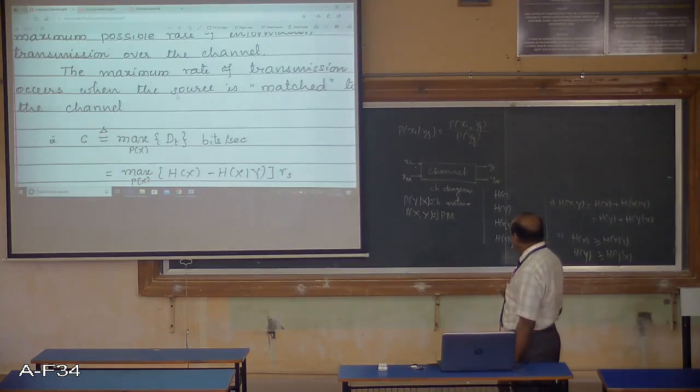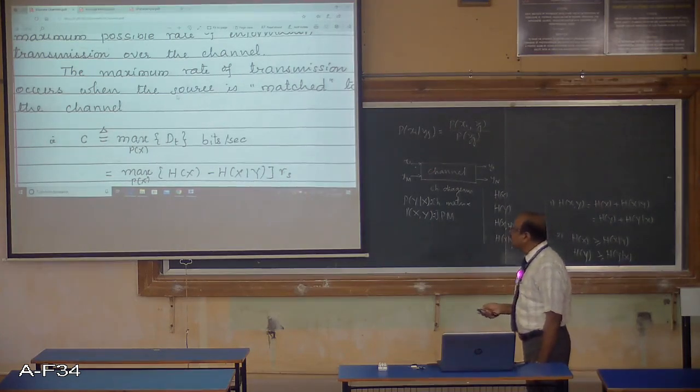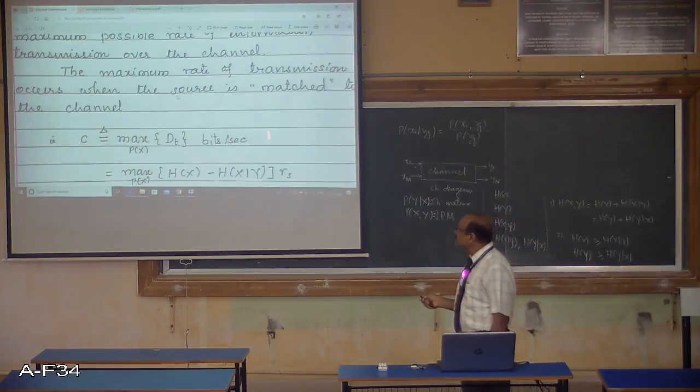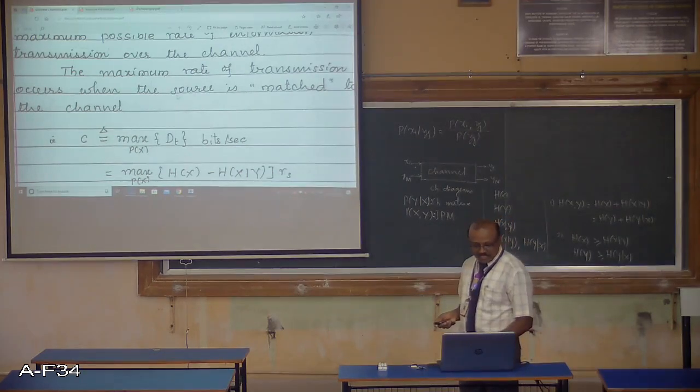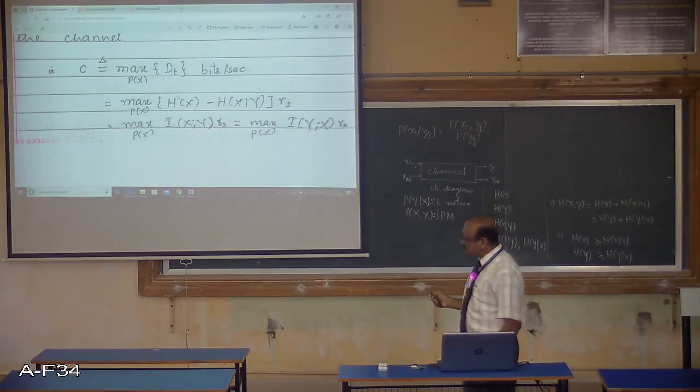So here, when the channel and the source which is feeding this channel are matched, then data transmission becomes maximum. And that is the definition of channel capacity, which can be expressed in terms of mutual information.